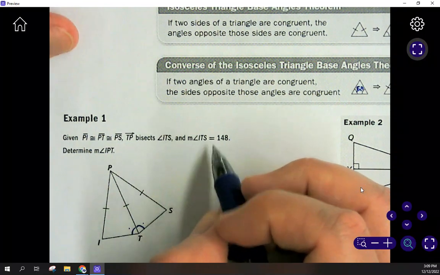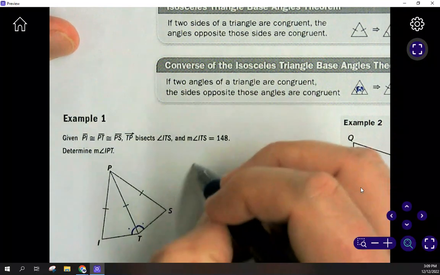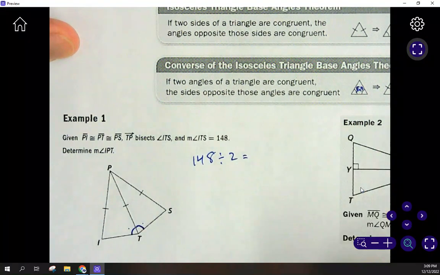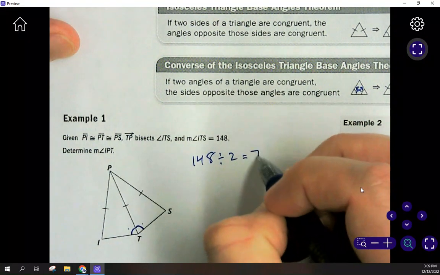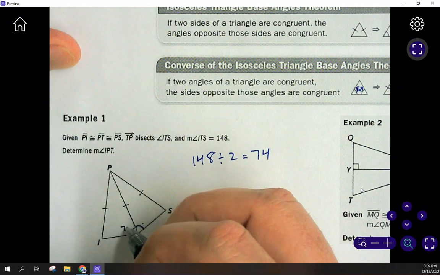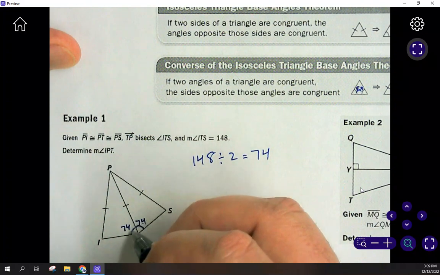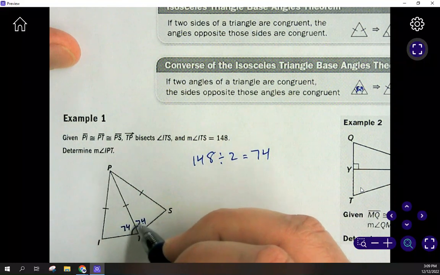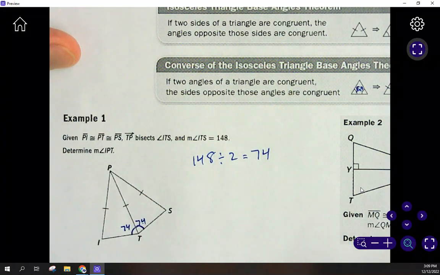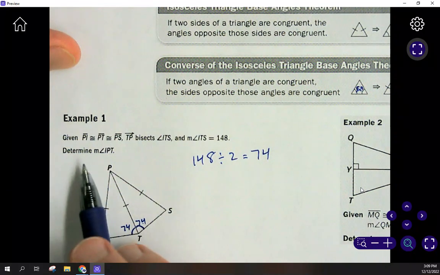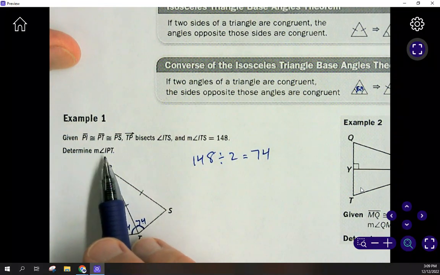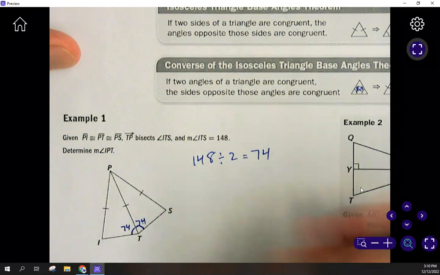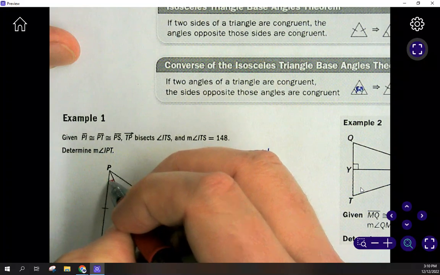And now they tell me that ITS, that whole thing, is 148. So if it's being bisected, it's being cut into two equal pieces. If I cut 148 into two equal pieces, that's 74. So I know both of these are 74 because this big angle ITS is 148. TP is bisecting it, cutting it into two equal pieces, so they are both 74. Now, with all that information, they want me to determine the measure of angle IPT. So they're looking for this angle right here.